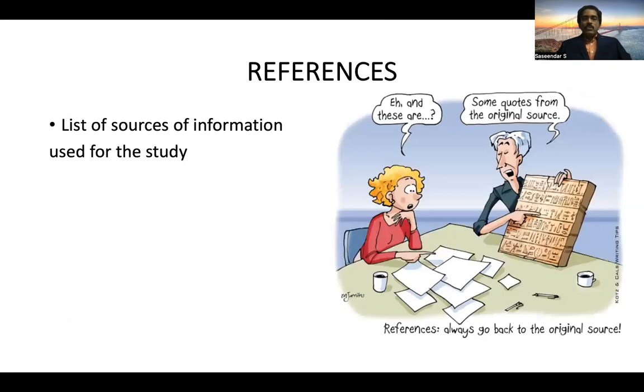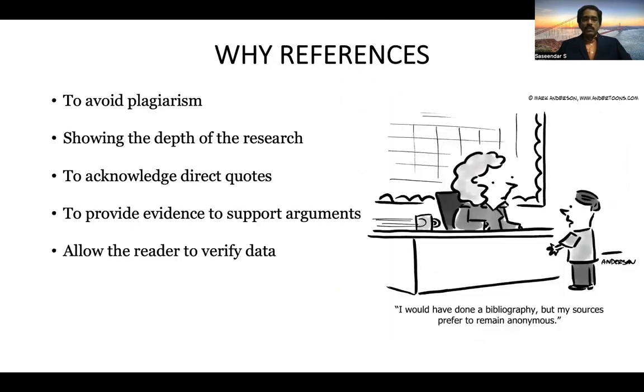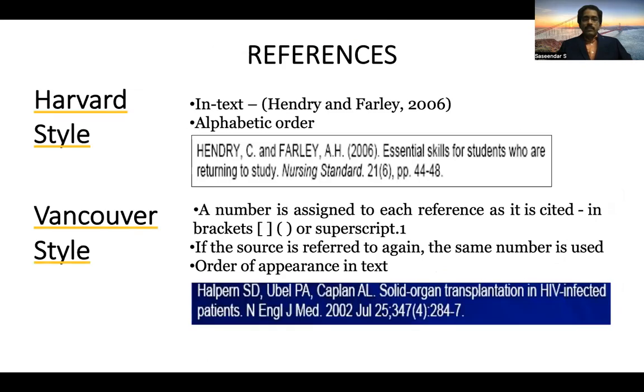And finally, you also provide the references, which is the list of sources of information used for the study. The references are needed to avoid plagiarism, show the depth of the research, acknowledge direct quotes, provide evidence to support arguments, and allow the reader to verify the data. References can be provided in the Harvard style or Vancouver style. In the Harvard style, the references are provided in text in brackets with the first and second author's name and the year of publication, and in the list at the end, they are mentioned in alphabetical order.